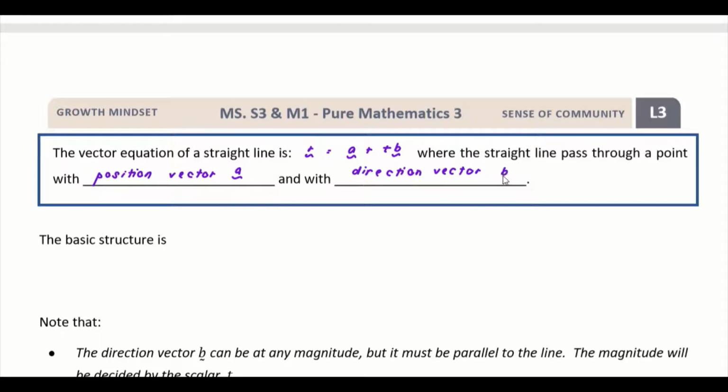So if I try to put it in words, basically how this formula works is that R is a random point on the line that we want to find. So the basic structure is equal to the general point on the line. Then A here is the position vector, so the position vector is a point that you already know on the line. So it's the position of a known point.